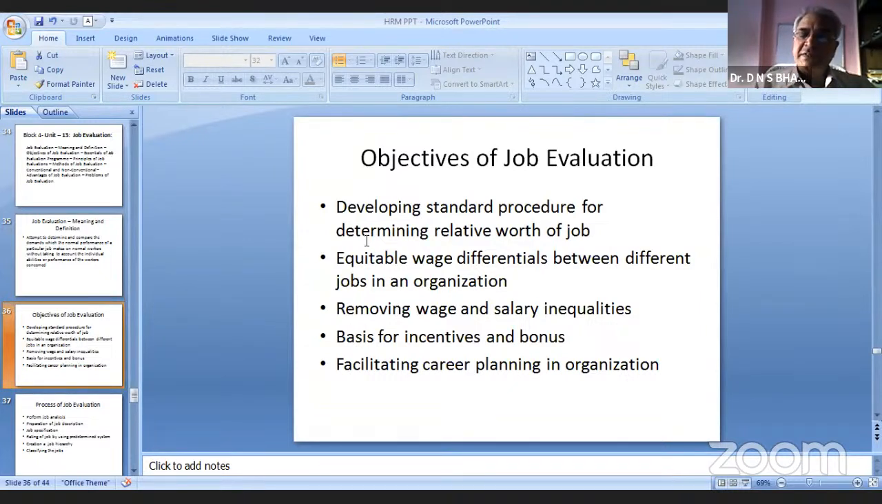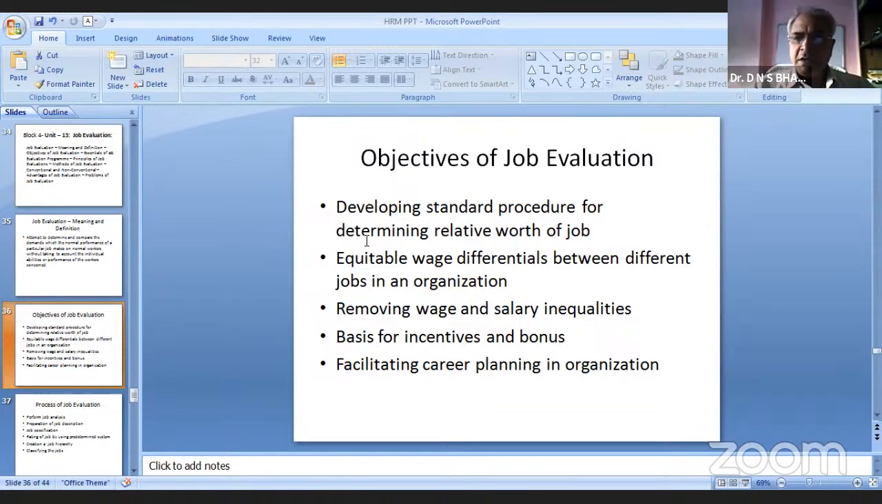Developing the standard procedure for determining the relative worth of the job in the overall organizational context. What is the worth of this particular job? Say in a particular organization, which job is more important, which job is lesser critical.